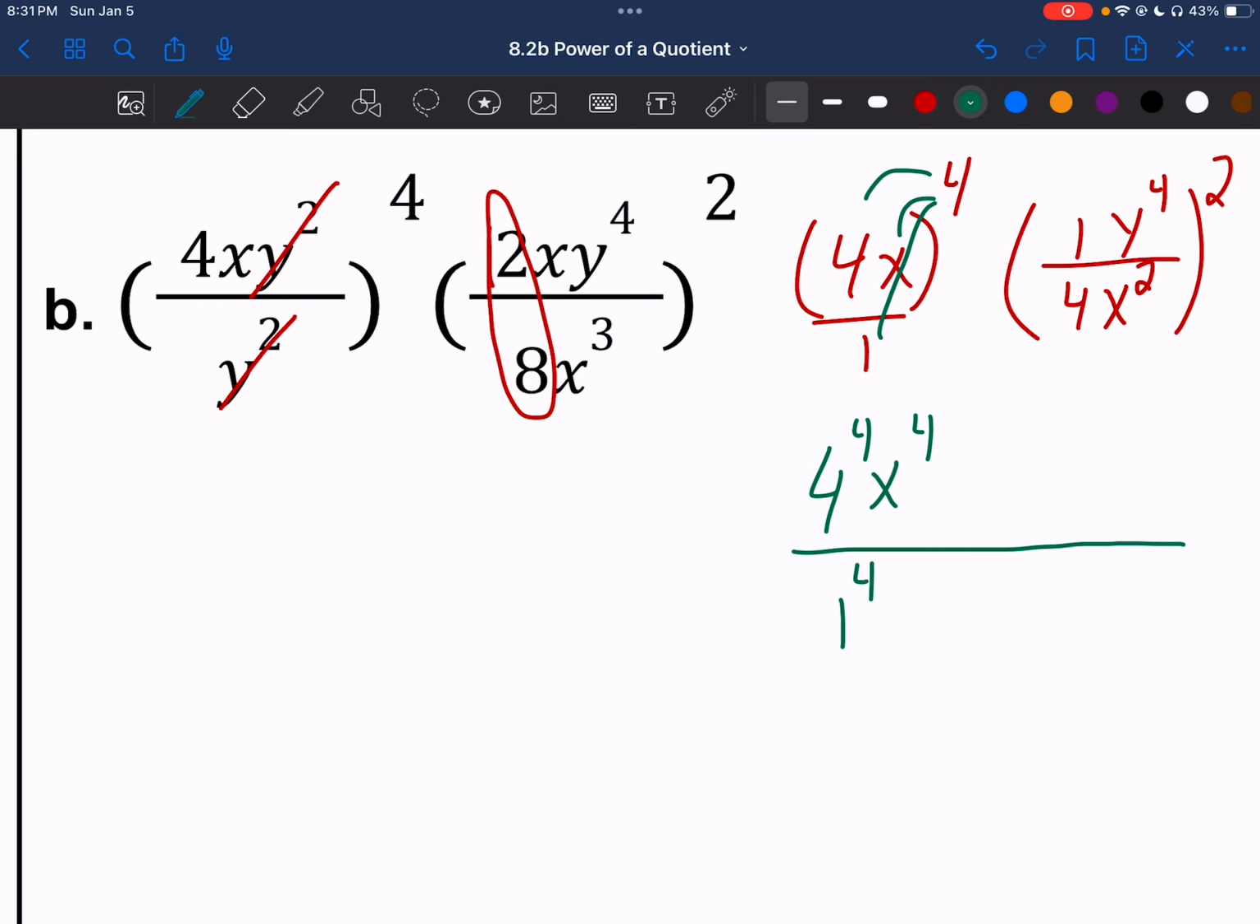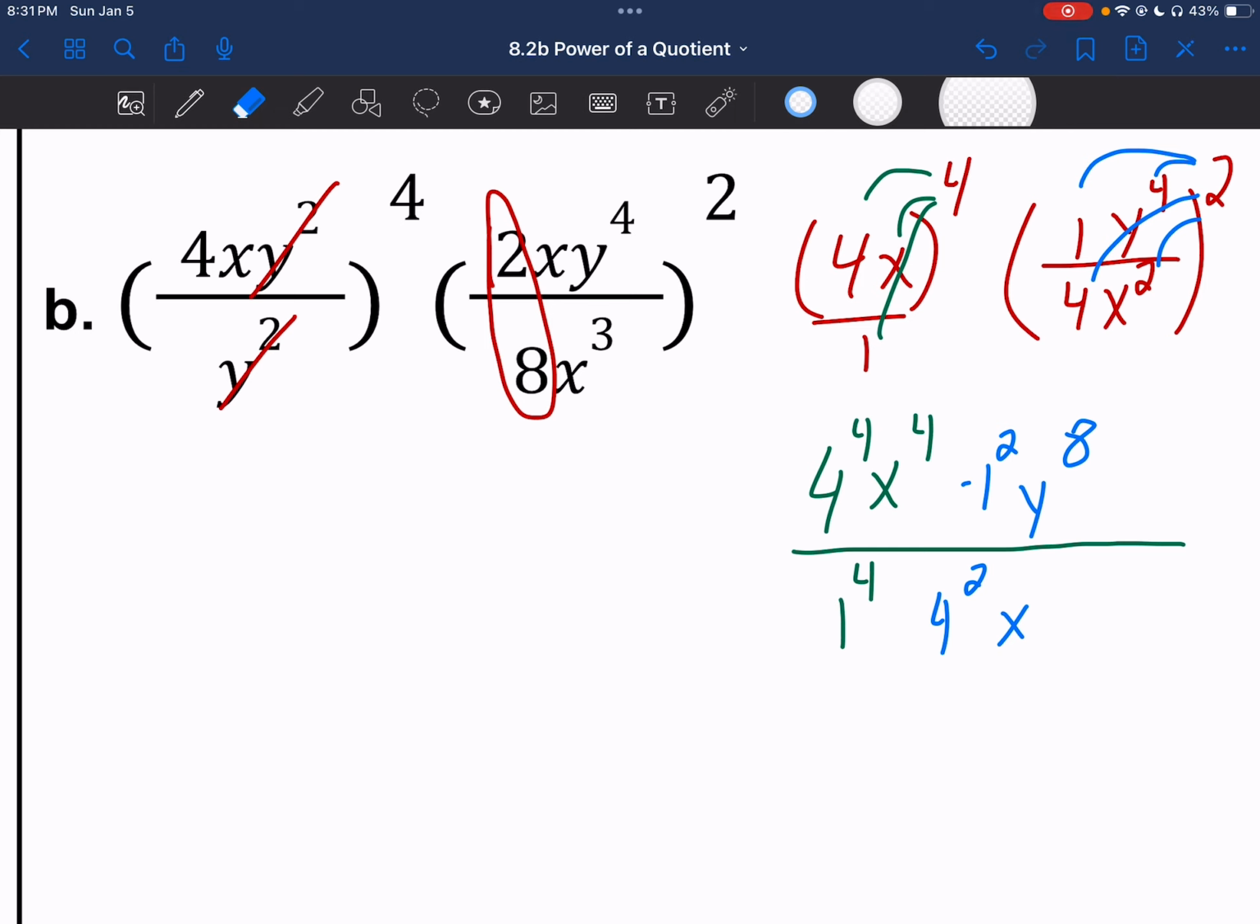So then our second set of parentheses here, we have the 2 that's going to be applied to all of our pieces. So we have 1 to the 2nd power. We have y to the 8th power. We have 4 to the 2nd power. And we have x to the 8th power. All right. So, sorry, x to the 4th power. 2 times 2 is 4. So now let's go through and simplify.